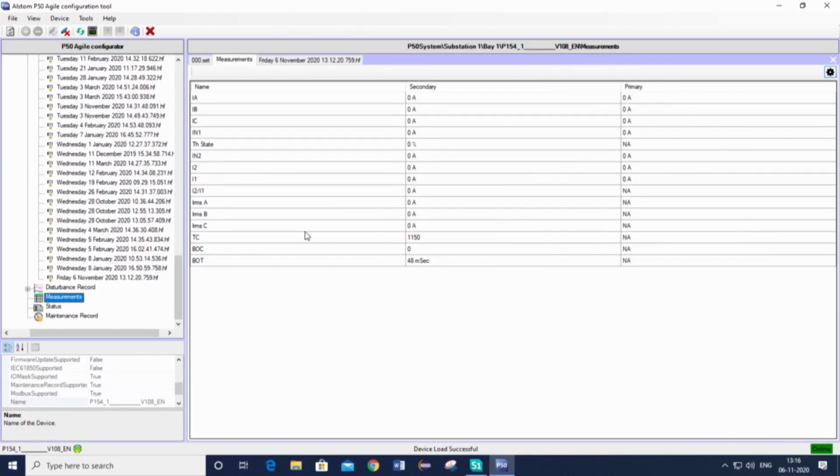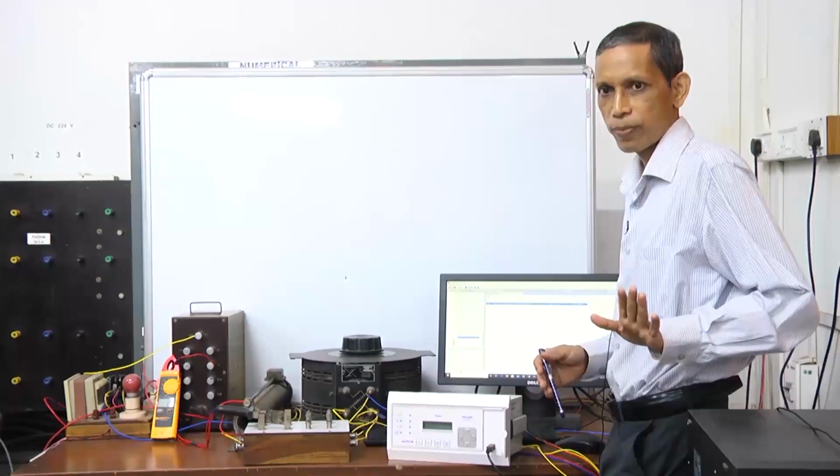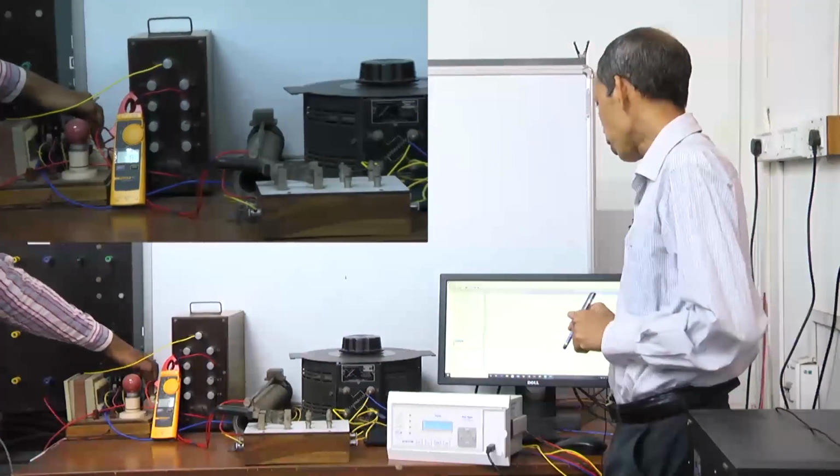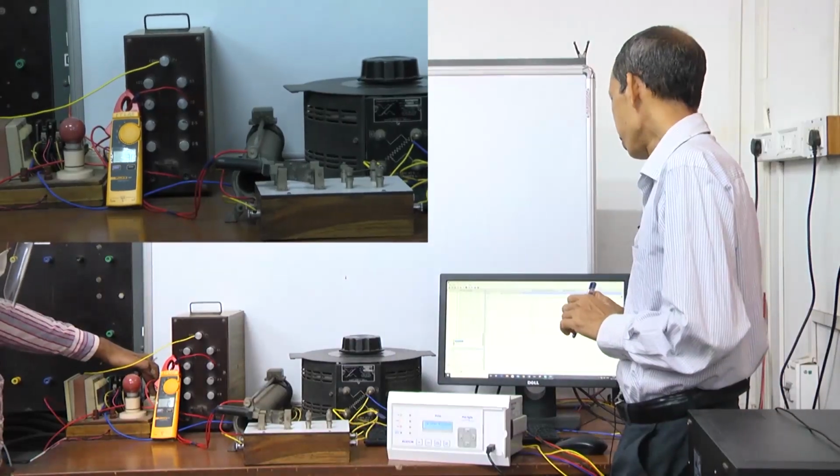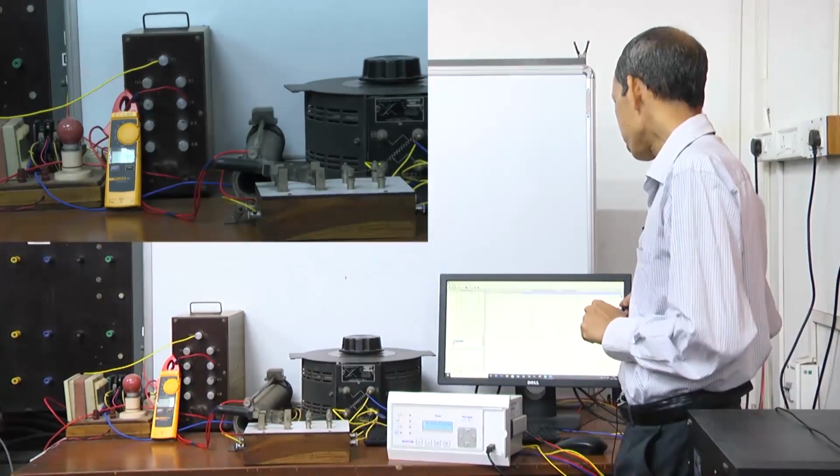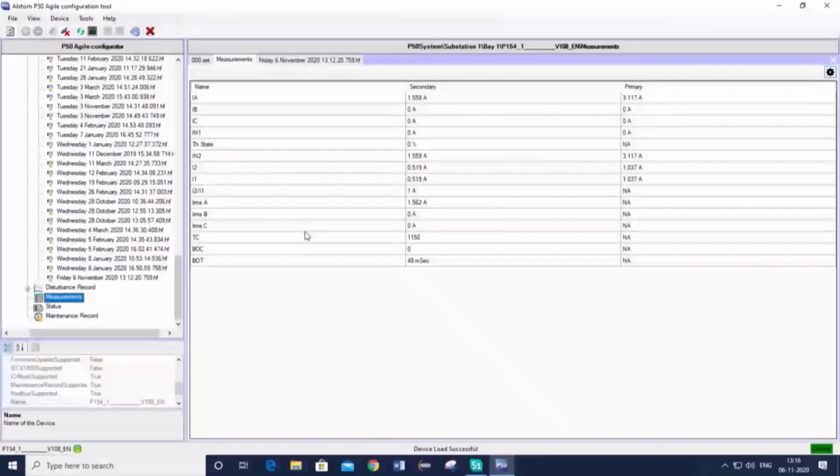So, like this, you can have another demonstration next. Now we will go for a higher level of current, for a higher PSM value, and the current happens to be 3.117 ampere.